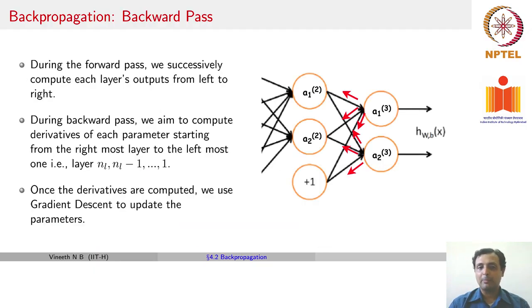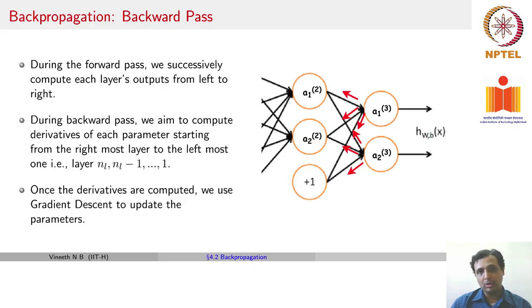Let's now try to see what backpropagation actually does while training a neural network. Every neural network can be divided into a forward pass and a backward pass. The forward pass is when you give an input to a neural network and you propagate that input through the weights of the various layers and you get an output at the output layer. You call that the forward pass.